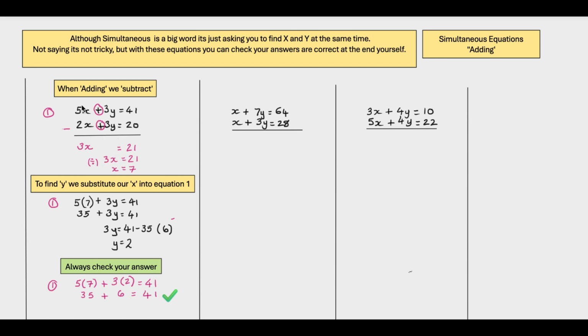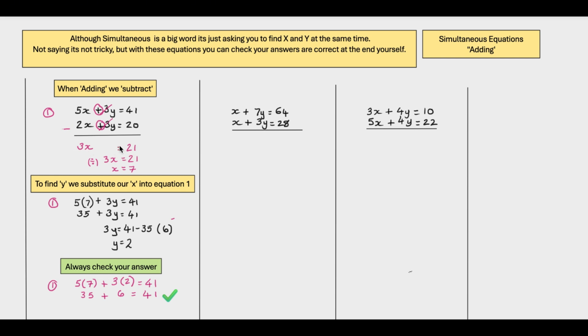So, let's not confuse you. 5 minus 2 is 3, so that's 3x. We all got that, yeah? Now we need to subtract these from each other. So in theory, we've cancelled them out because they're both the same. And then we do 41 subtract 20 gives us 21. You with me?